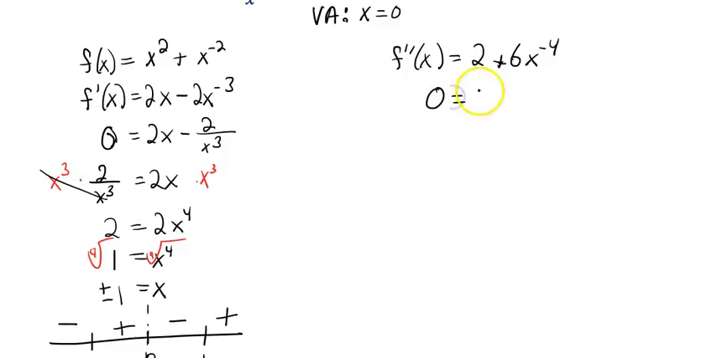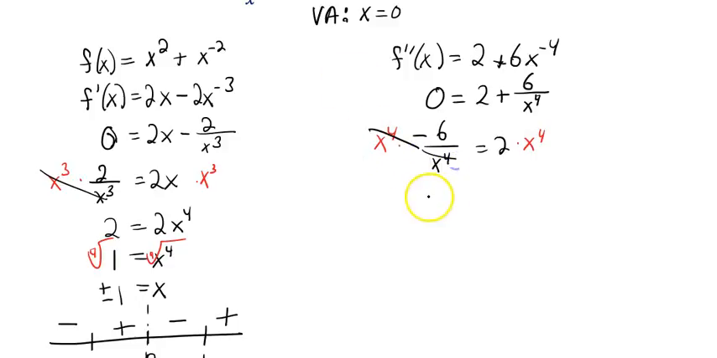When I set that equal to 0, again, I'm trying to solve, so I'm going to write that as a fraction, and I'm going to subtract it to the other side. Then I'm going to multiply both sides by the denominator to get rid of the fraction. So I'm going to get negative 6 equals 2x to the 4th. I'm going to divide by 2. So negative 3 is going to equal x to the 4th.